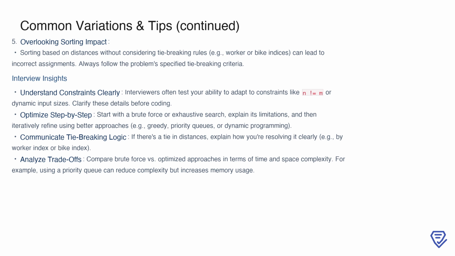Additionally, you should clearly communicate how you handle tie-breaking scenarios. For example, if two distances are equal, are you prioritizing based on worker index or bike index? Finally, be prepared to analyze the trade-offs between different approaches, such as comparing the time and space complexity of brute force versus an optimized solution. For example, a priority queue might improve runtime but requires more memory, so it's important to weigh these considerations carefully.